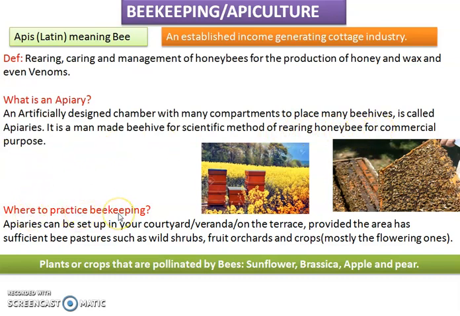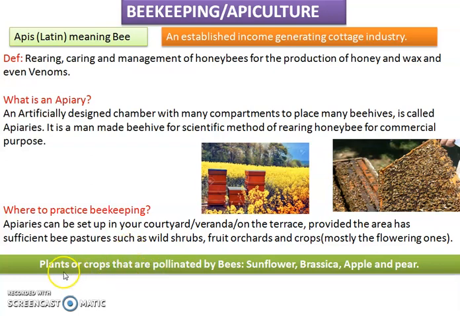Where to practice beekeeping? You cannot keep it in areas without flowers, etc. You should take care of all that. Though it is very easily set up in your courtyard, veranda or terrace, what you should take care of is the area should have sufficient bee pastures such as wild shrubs, you can see here, flowers, fruit orchards and crops, because if flowering plants are there, only then there would be availability of sufficient pollen and nectar, which is very necessary for honey making process.